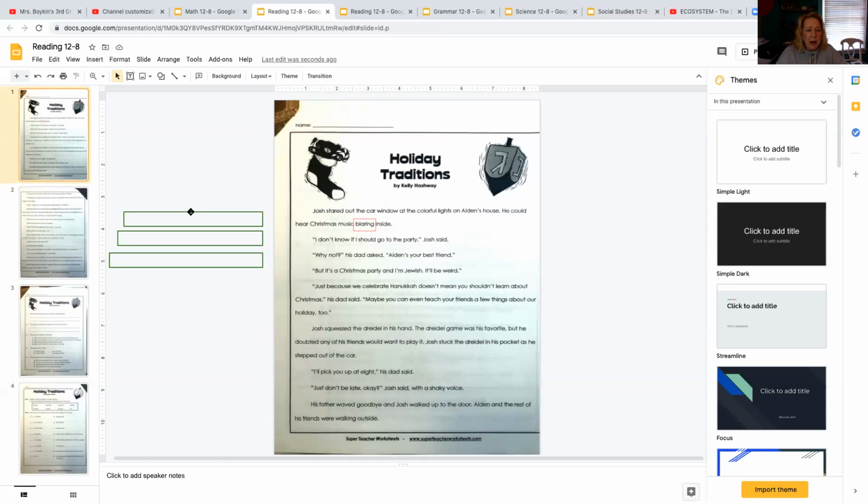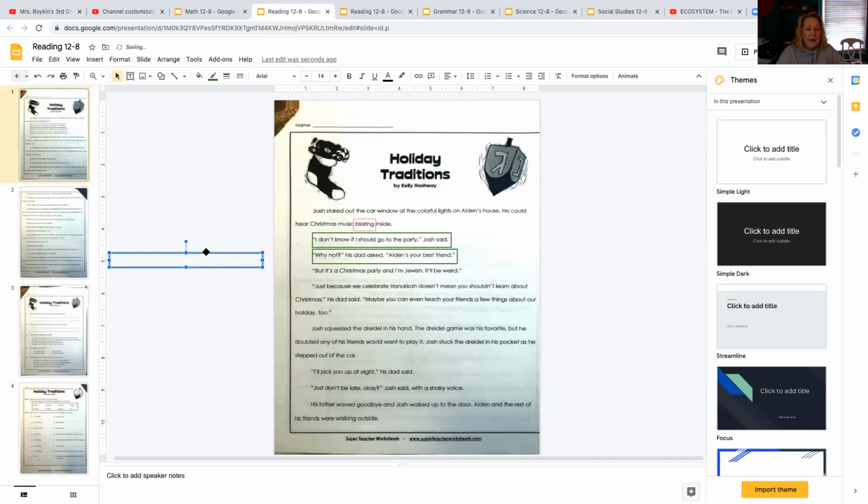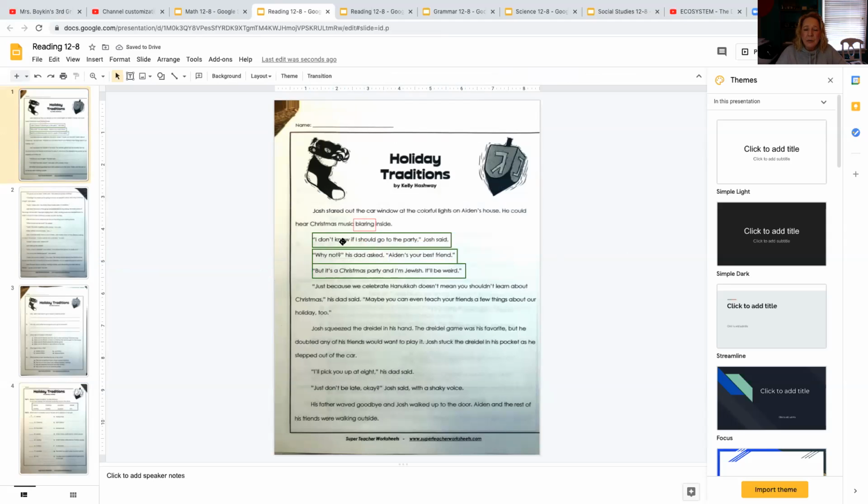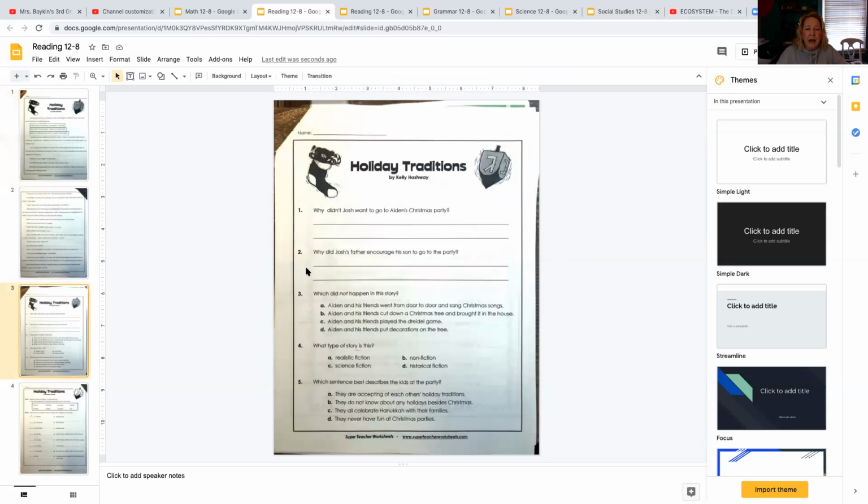So I'm going to use my boxes here because I don't have a highlighter that I can use on my screen. And I would use your highlighter. And I would go through and I would highlight the evidence that would help me answer this question. And there they are. I don't know if I should go to the party, Josh said. Why not? His dad asked. Aiden's your best friend. But it's a Christmas party and I'm Jewish. It'll be weird. So I would go back to my questions.